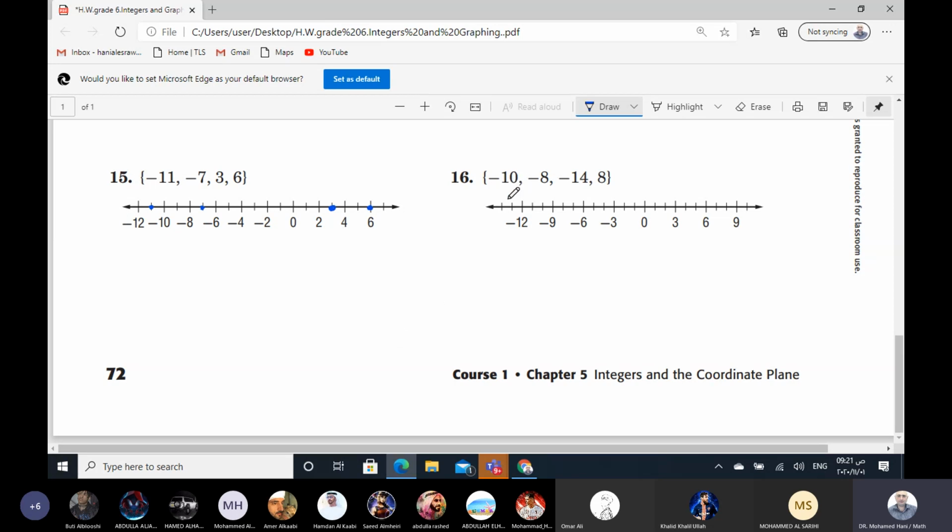Minus 10. And here we have minus 9, minus 10, minus 11, minus 12. So minus 10 will be here. Then minus 8. We have here minus 6, minus 7, minus 8. So minus 8 will be here. Minus 14. Here we have minus 12, minus 13, minus 14. Then here we have 8, 6, 7, 8. So 8 will be here. Who has any question here?